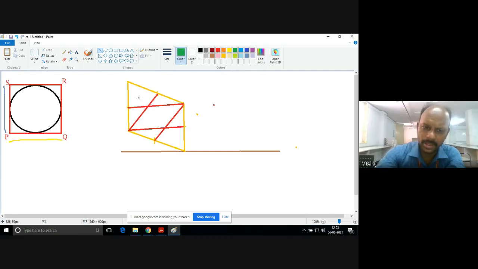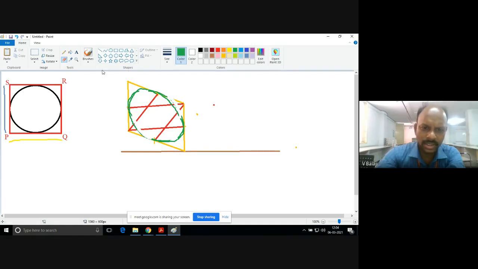Now you try to use the centers and try to get an ellipse. So draw neatly, because the advantage of this method is you can directly use a compass. No need to draw a freehand sketch. Directly you can use the compass and get the curve. That is the advantage of this method. So draw neatly. In this way also we can draw.